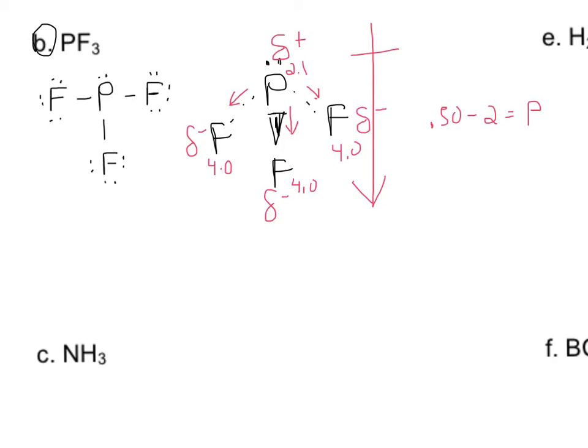Draw some sort of dipole. That's just the big line I did. And then you're good to go. The last thing you need to do is decide what type of intermolecular force it has. So does it have hydrogen bonding? No, because there's no hydrogen in this molecule. Does it have dipole-dipole forces? Yes. So you would write dipole-dipole.